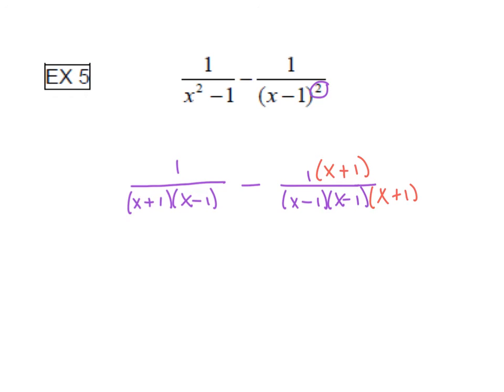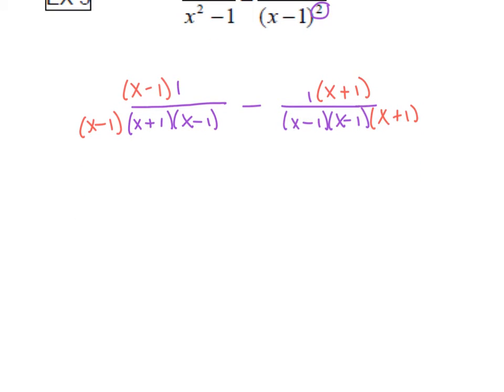Alright, so are the denominators the same yet? Well, no, this one has an extra x minus 1 that we're missing over here. So I'm going to go ahead and multiply in an x minus 1. And now we have the same denominators, but I'm going to rewrite the problem. We have an x plus 1, an x minus 1, and another x minus 1. In the numerator, we'll multiply that out.